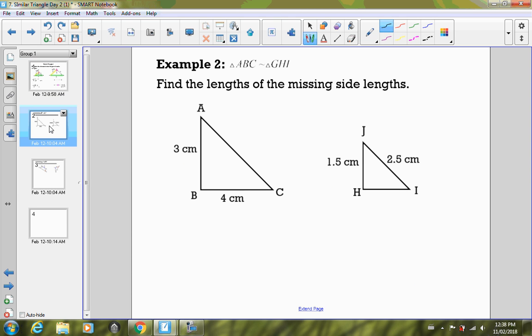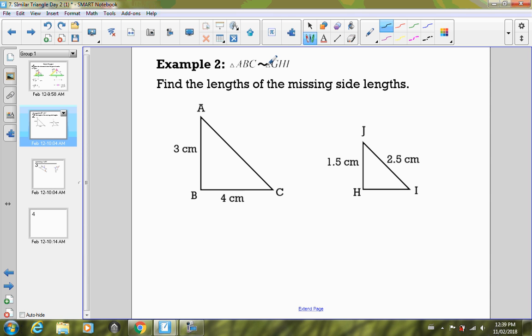Okay, so something important here: this little squiggly symbol means that it is similar. When shapes are similar, we know that the sides are proportional. And what have we been doing so far in class? We have been solving proportions. So this statement here, triangle ABC is similar to G, H, and I. It's actually not G, H, and I. It should be J, H, and I, but that's okay.